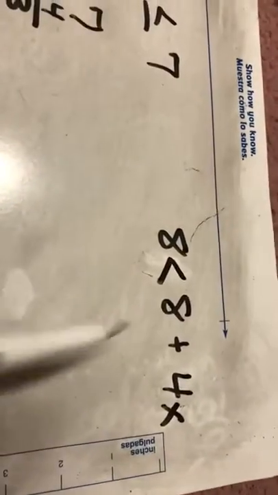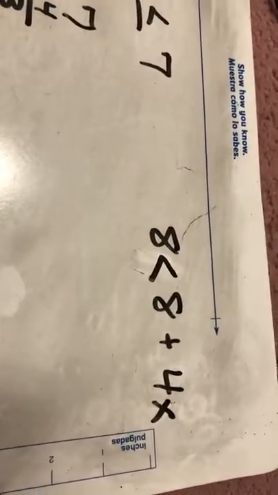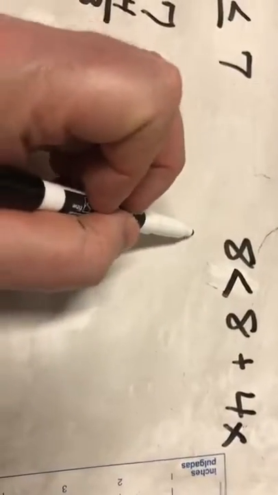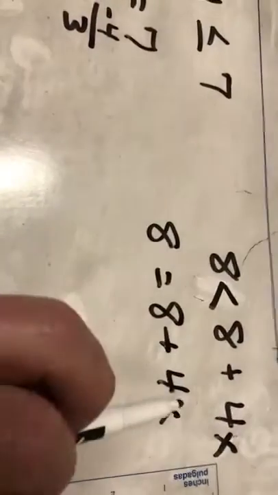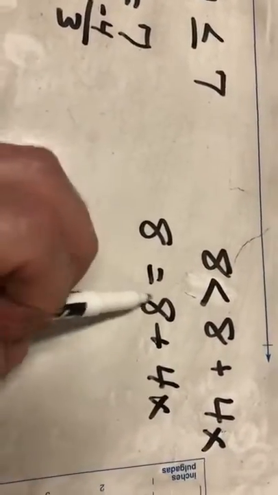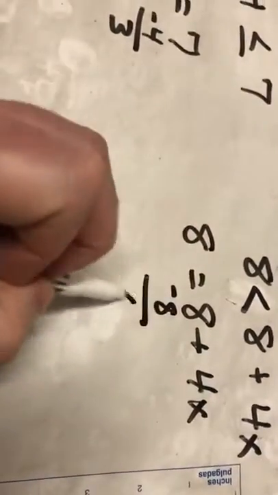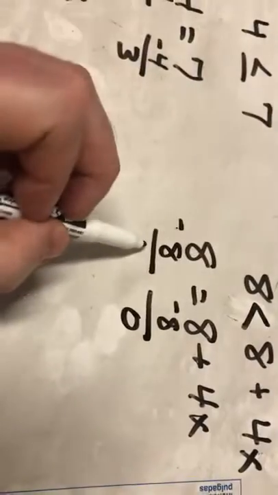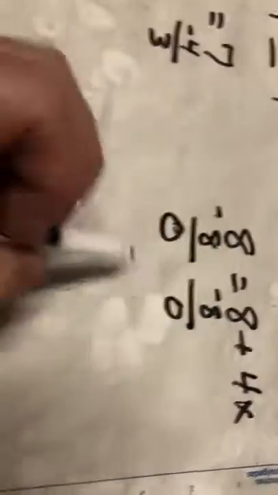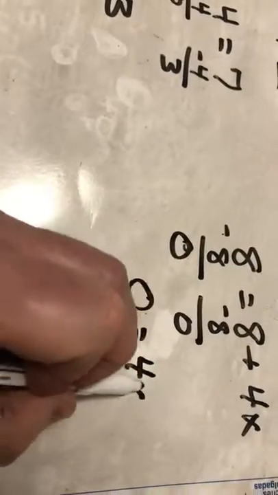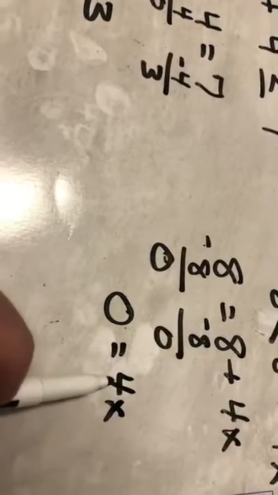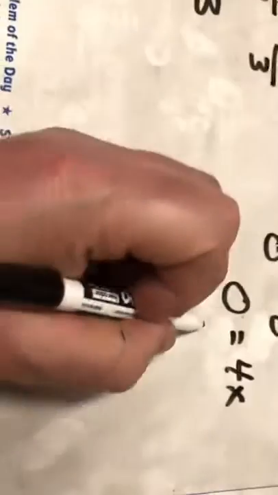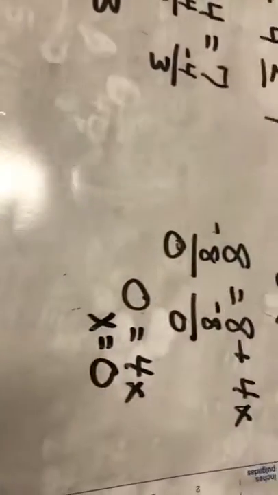Here's the second one. 8 is less than 8 plus 4x. First of all, 8 equals 8 plus 4x. So I need to isolate the 4x by getting rid of this positive 8. I'm going to subtract 8 from both sides. That's going to give me 0 on this side, and I'm going to subtract 8 over here, and that's going to give me 0. That leaves me with 0 equals 4x. Well, 4 times what equals 0? x would have to be 0. 4 times 0 equals 0. So x equals 0. That makes sense.